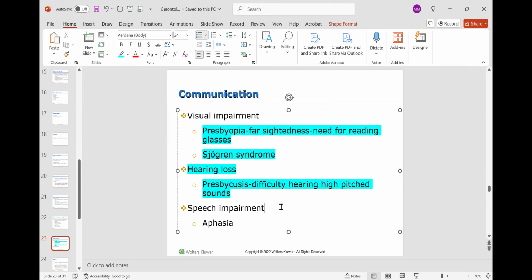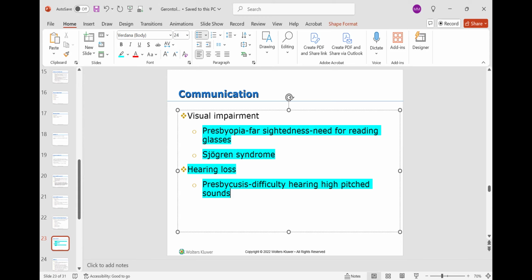So the PowerPoint says speech impairment, aphasia. Aphasia means without speech. It is not a normal part of aging to not be able to speak. So I am going to leave this. Well, no, here's what I'm going to do with this. Watch. Now it's gone. Bye-bye. See you. There's no aging process that involves losing the ability to speak.